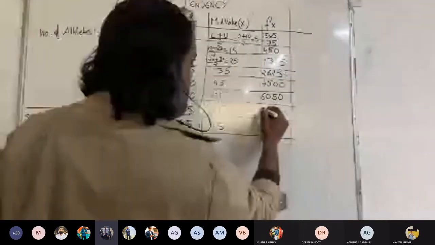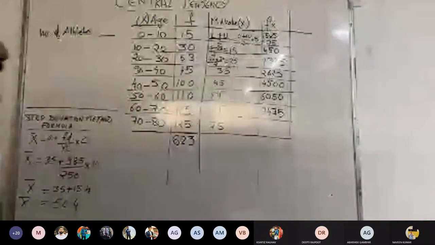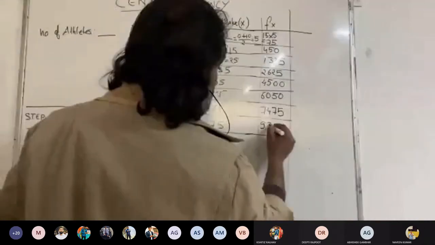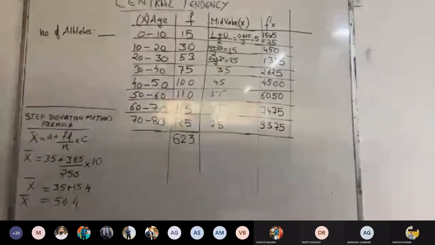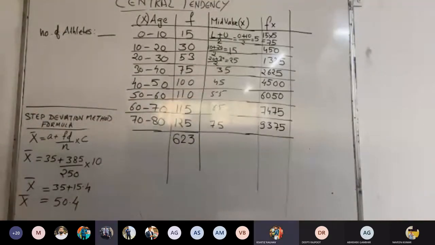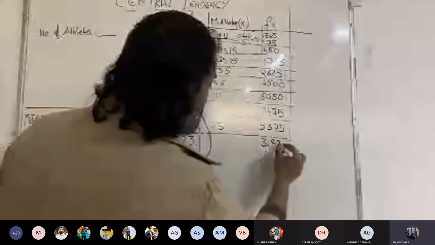Keep 75. 7475. 9375. 9375. And what's the total of it then? So 31876.